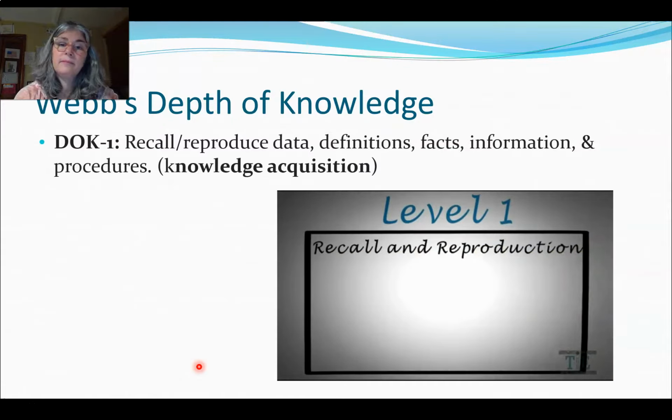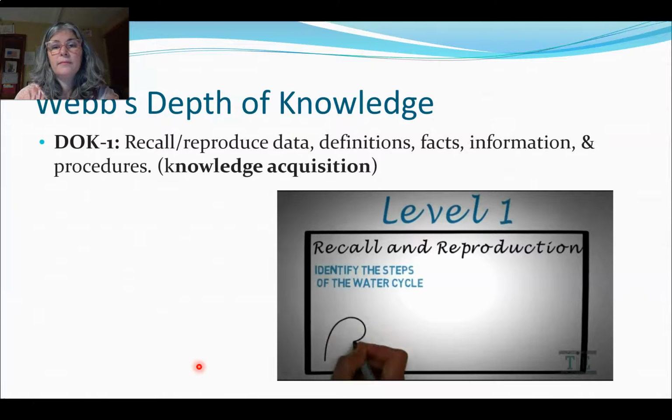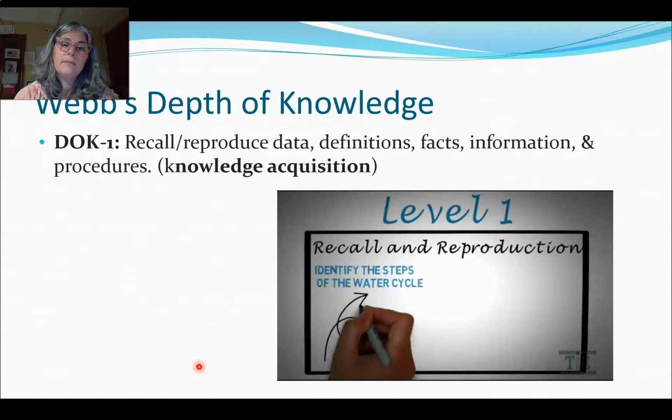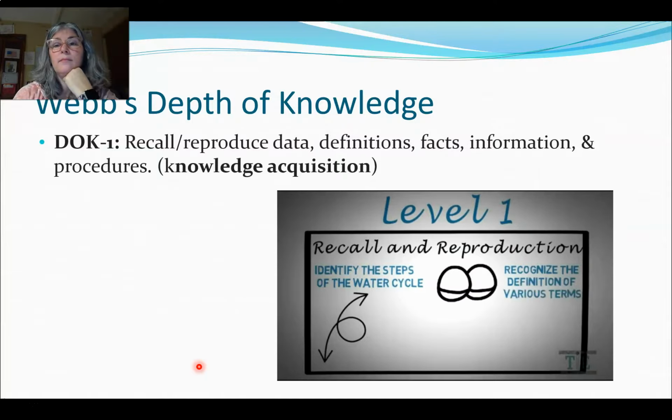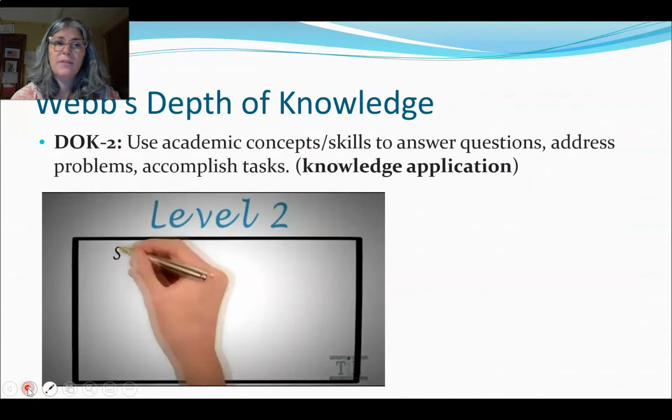The first example of recall and reproduction would be to identify the steps in the water cycle. Students may simply fill in a worksheet on the steps. The next example is having students recognize the definitions of various terms. So imagine students completing matching item questions. And you can see that's fairly similar to where Bloom started off. The idea of can you simply recall information that has been taught previously.